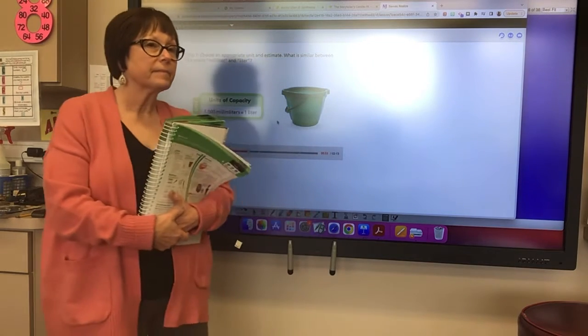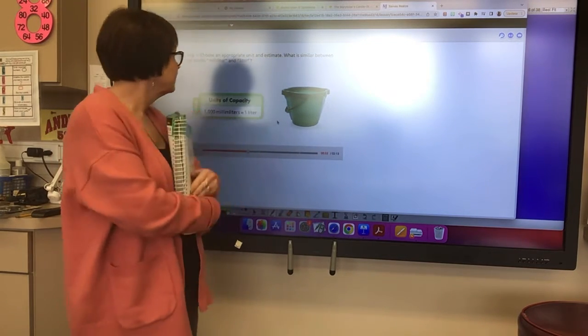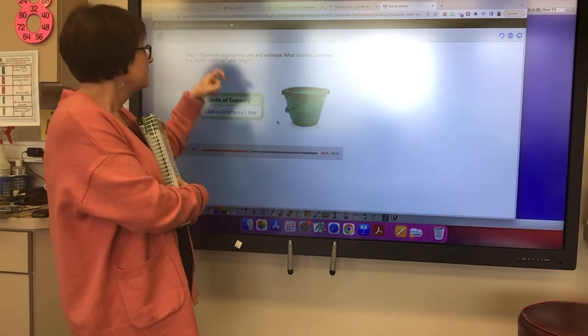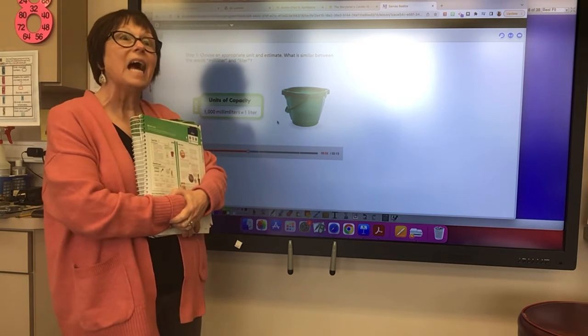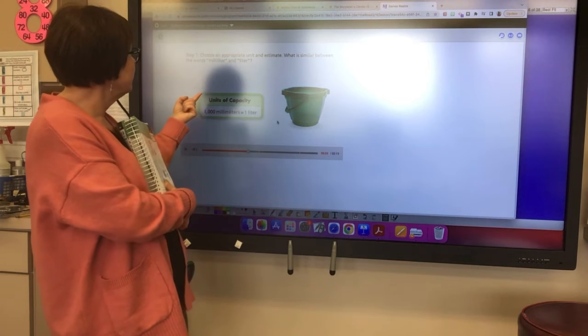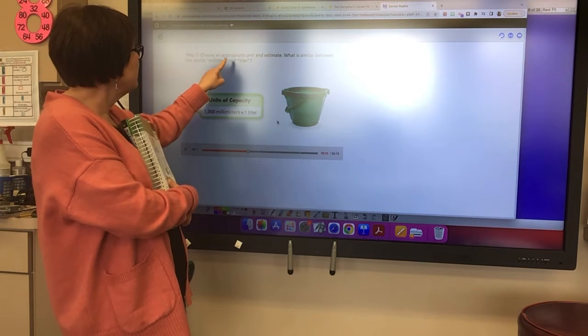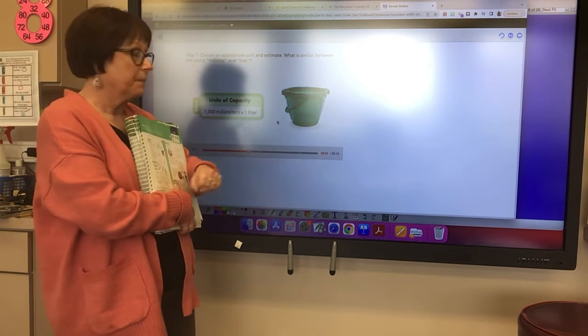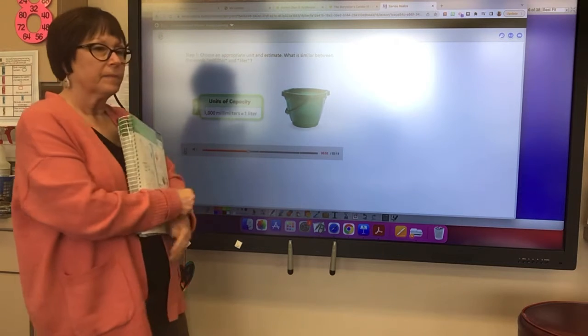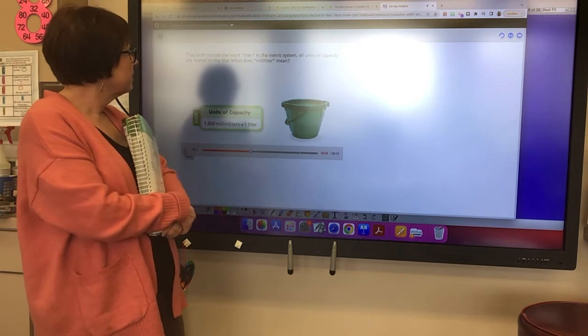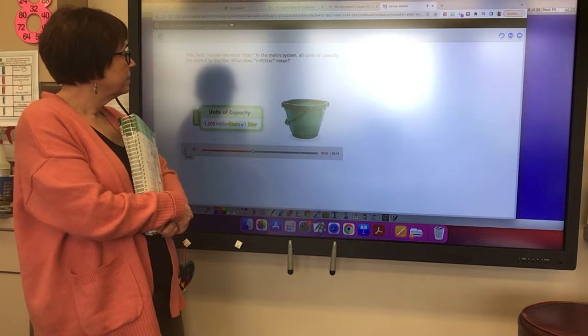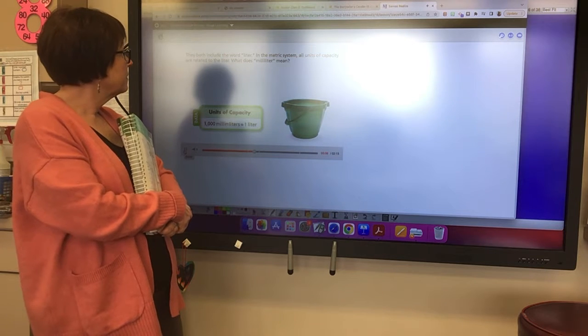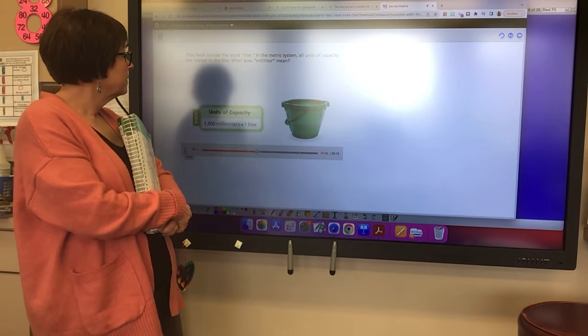That in the word milliliters, the word liters is in it. Yes, that's what is similar. In the word milliliter, we have the word liter. They both include the word liter. In the metric system, all units of capacity are related to the liter.